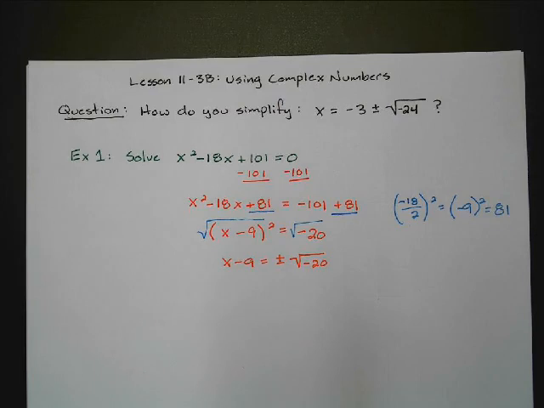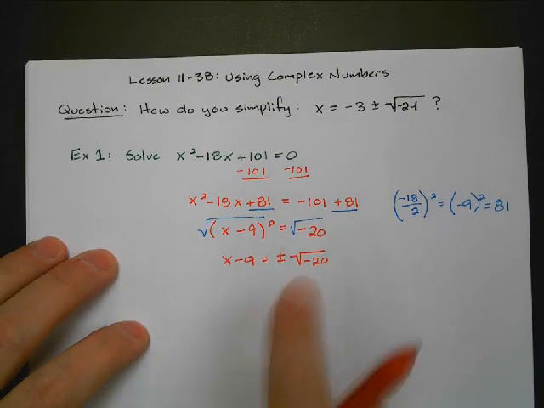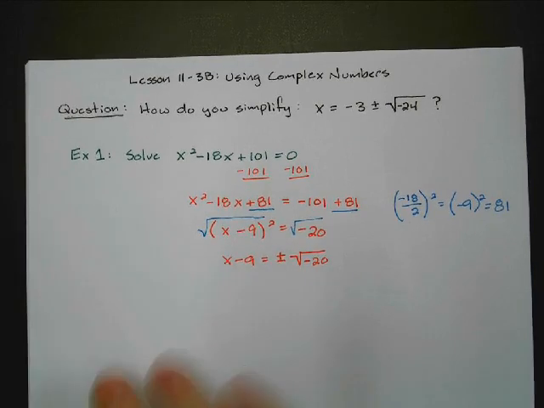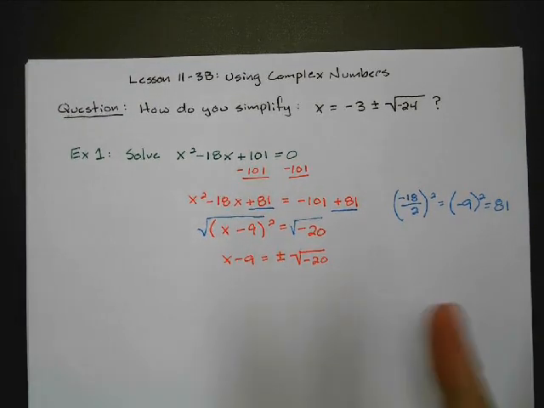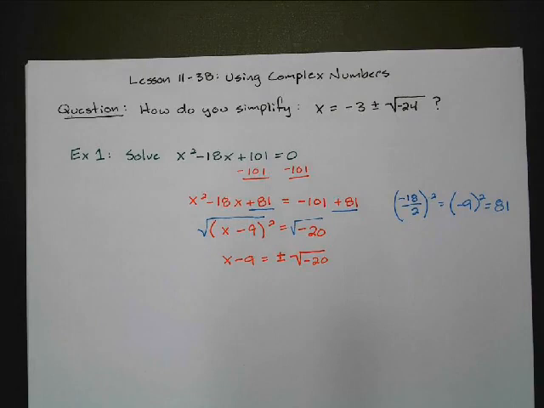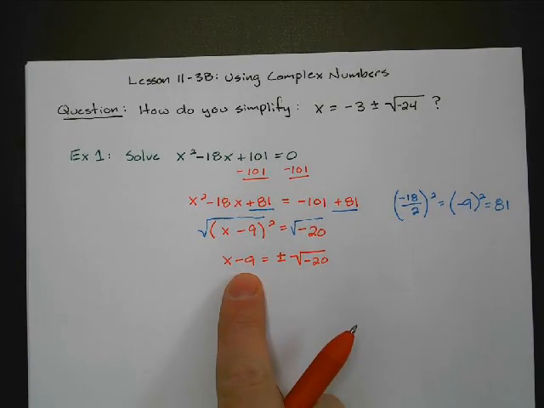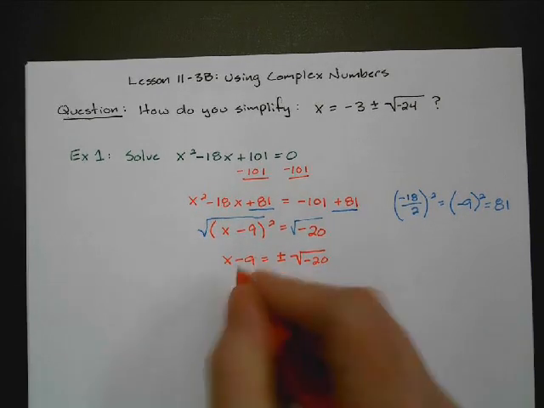In the previous unit, we would have stopped right here and said, oh, I got a negative root, therefore there are no real solutions. But we're not going to be lazy like that anymore. We're going to give the imaginary solutions. So I'm going to keep on going. I'm going to add 9 to both sides.